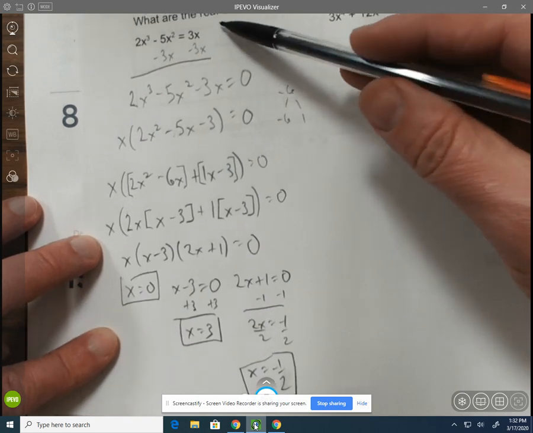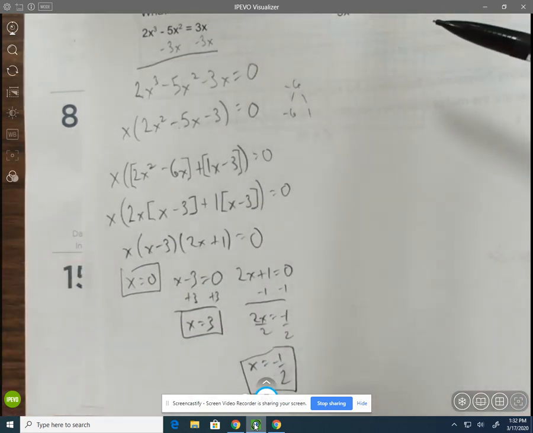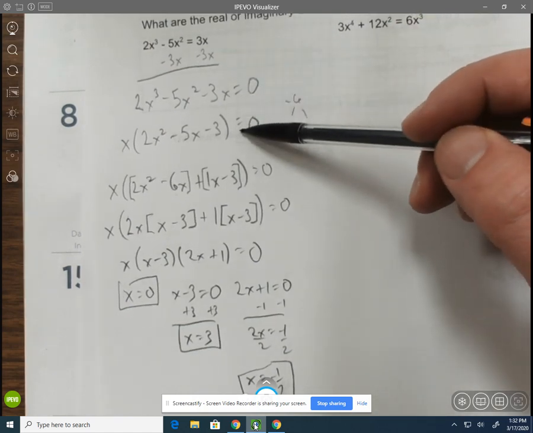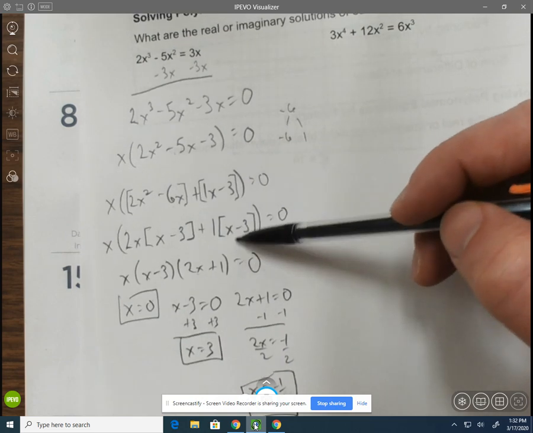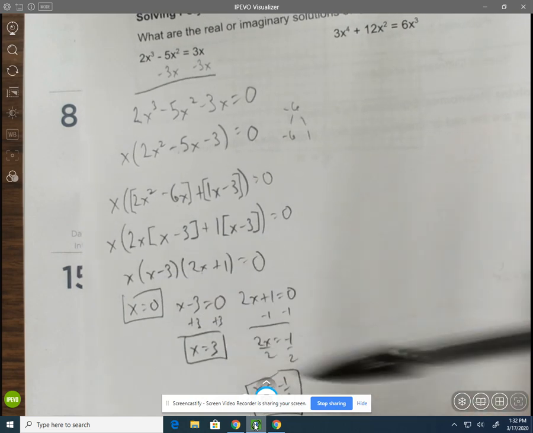As a matter of fact, they're solutions to the original equation. If I replace x with any one of these values, it would make that equation true. But the key thing was getting it equal to 0, noticing that I could factor it, getting it in its factored form, and then using that zero product property.